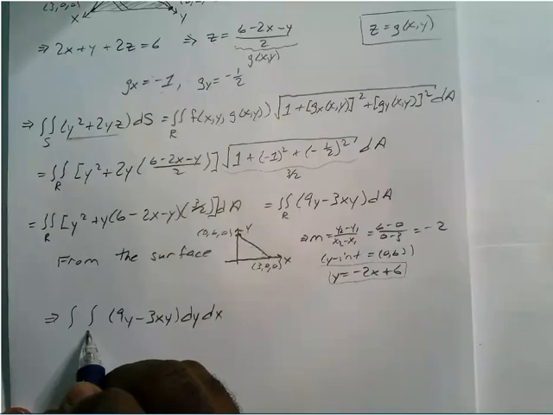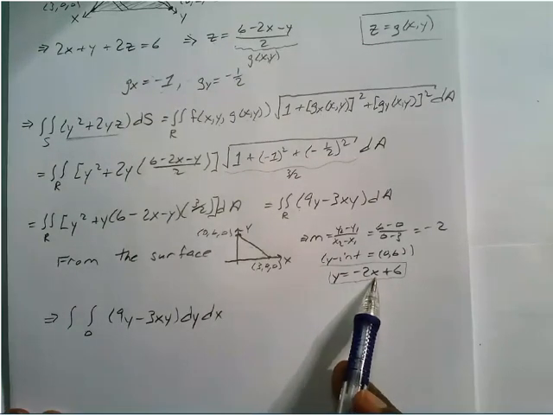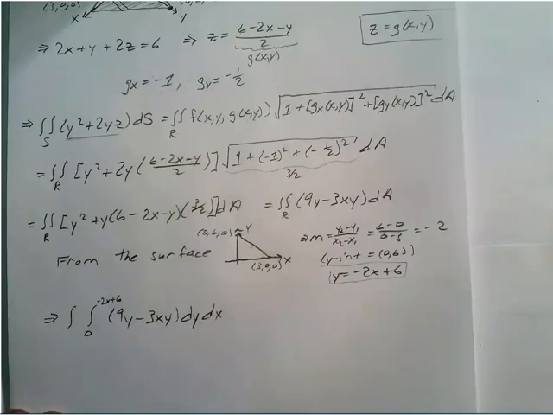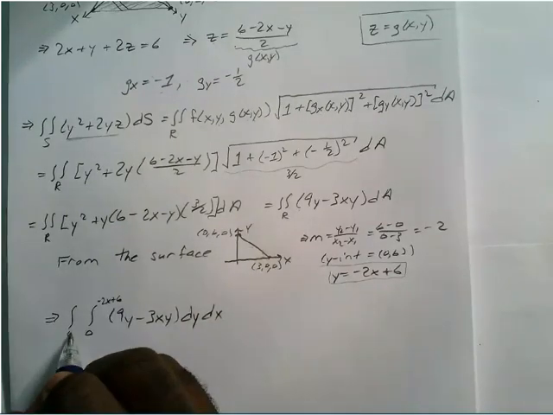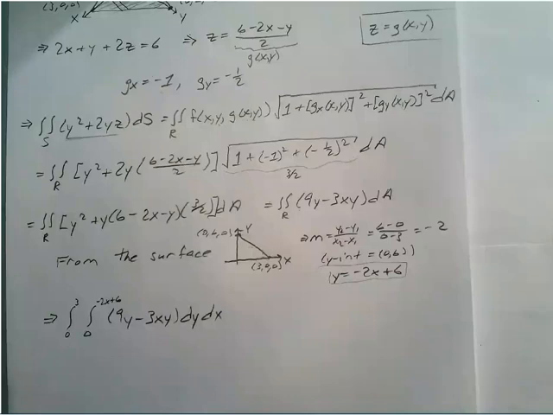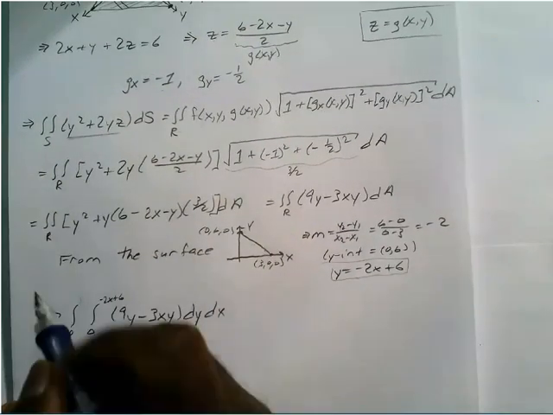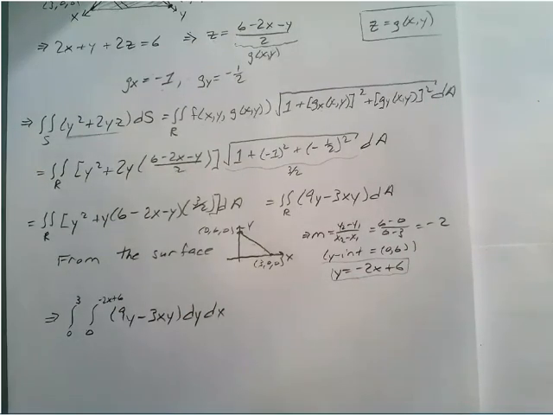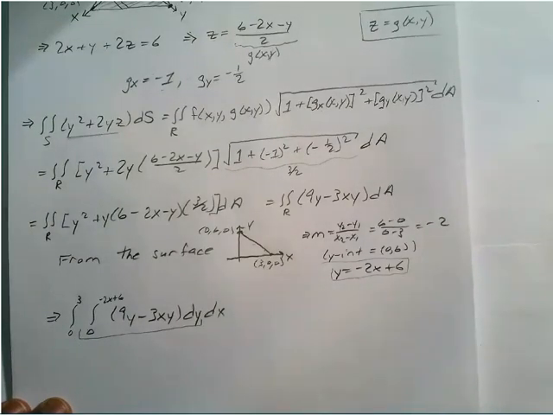Okay, so this is from y equals 0, since we're doing the y inside first, to y equals negative 2x plus 6. And then, of course, the x is just going from 0 to 3. Clean up that 3 a little bit. All right, so just like always, we're going to start integrating from the inside out.